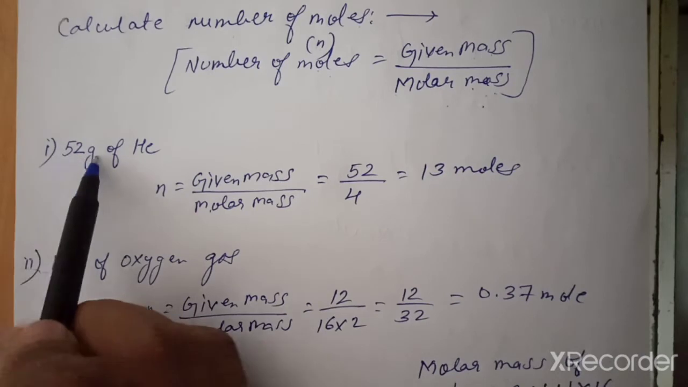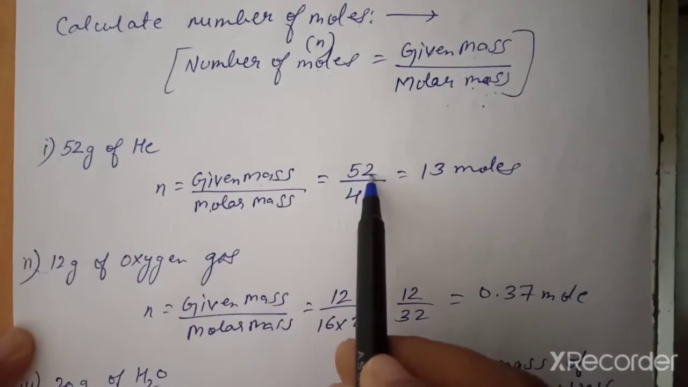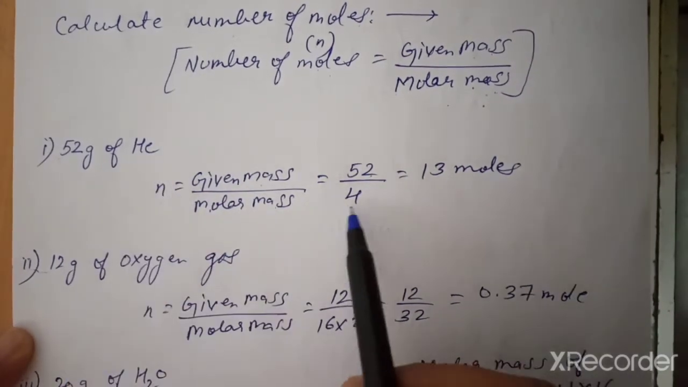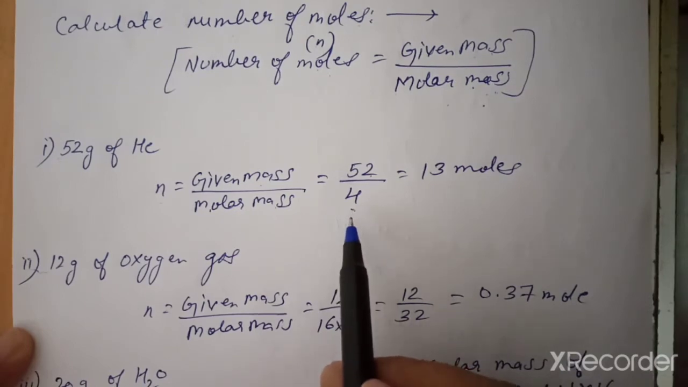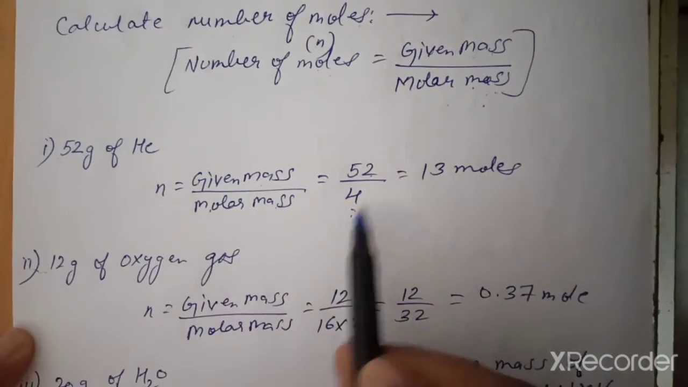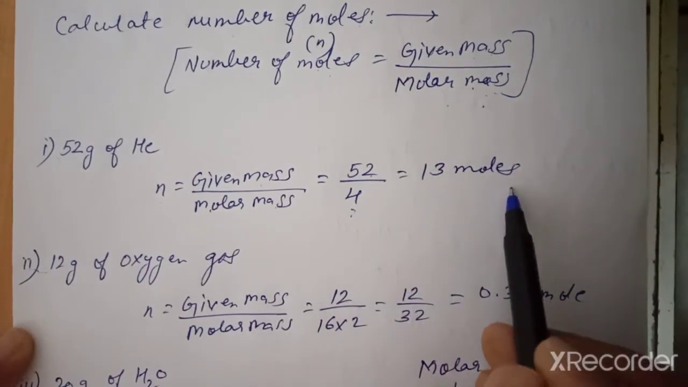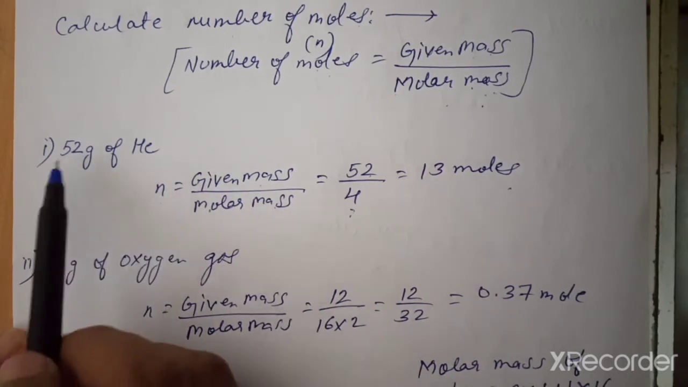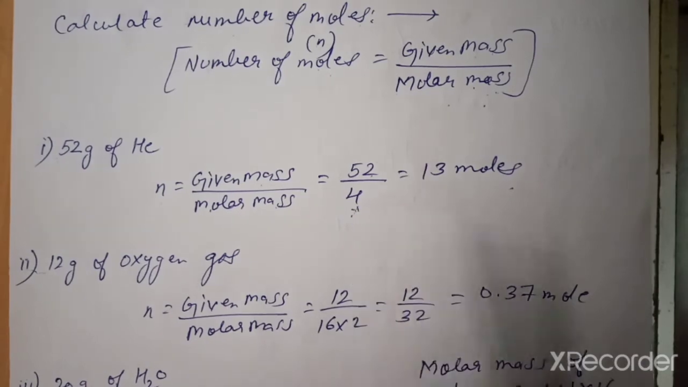Here in the question the given mass is 52 gram. So in front of given mass we will write 52, and the molar mass we know is 4. You have to remember this from the periodic table. The molar mass of helium is 4. So when you divide both, you will get 13 moles. Whenever we want to calculate the number of moles, we first write the given mass divided by the molar mass, which is 4.